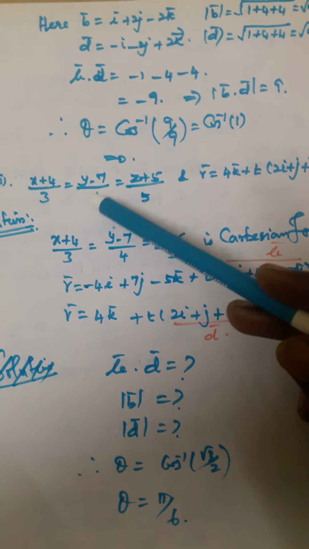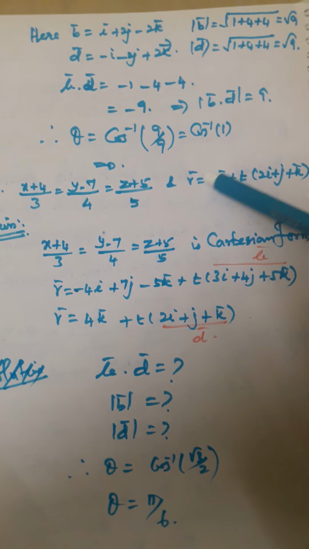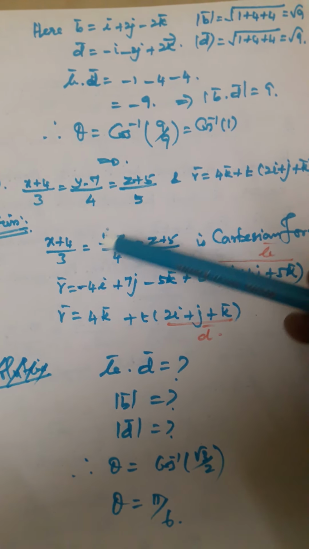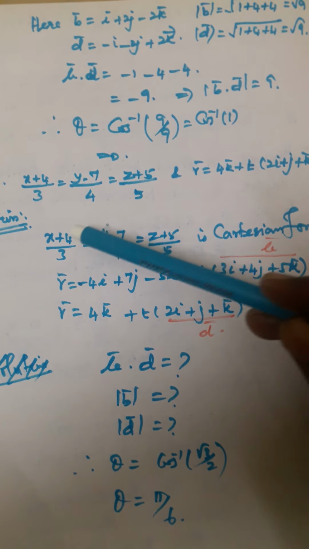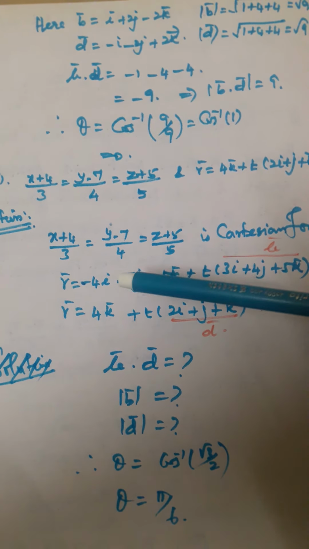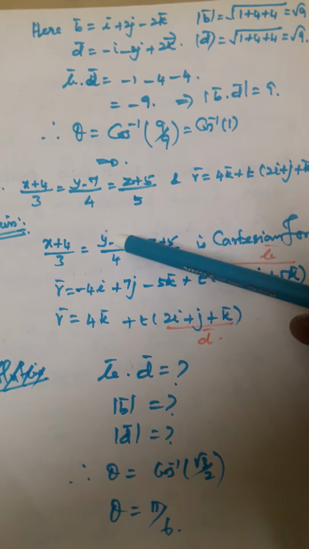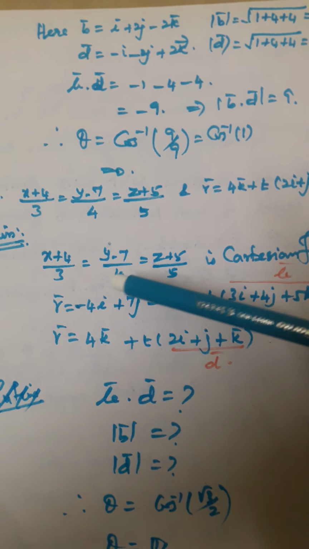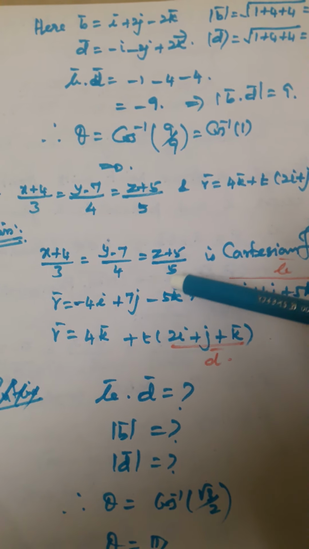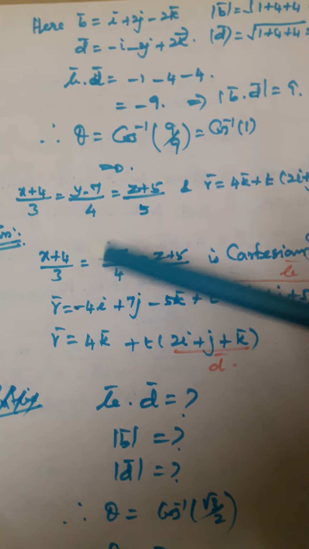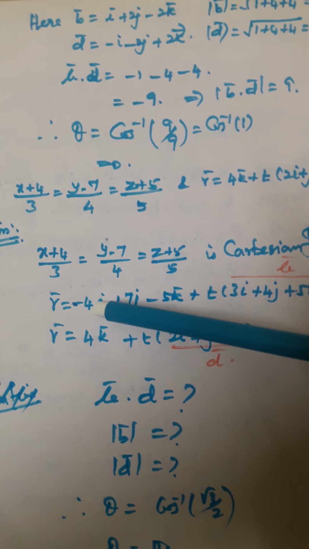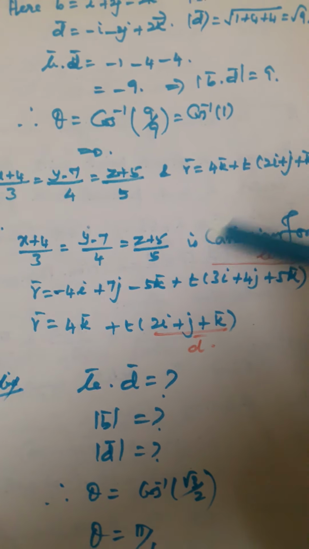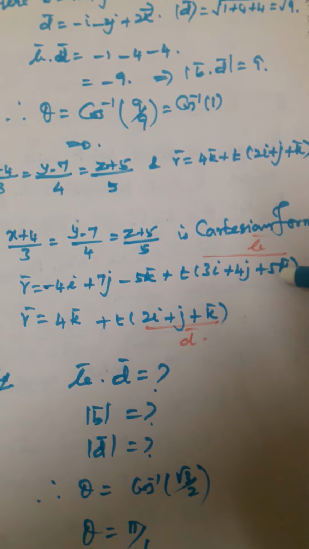Now the second one, the one line in Cartesian form, the second line in vector form. So how to convert the Cartesian into vector form? The denominator will be the vector. The numerator point you have to write with the opposite sign as a point. So 4, 7, 5 is your point. That can be written as R vector equal to minus 4i plus 7j minus 5k. How am I writing? Listen carefully. Here you have plus 4, but you have to write minus 4, and minus 7 as plus 7. That's it. And the denominator will be 3, 4, 5, no change. So 3i plus 4j plus 5k.